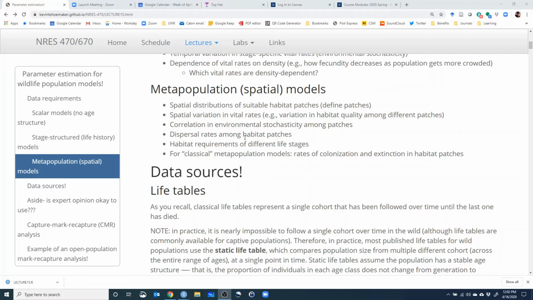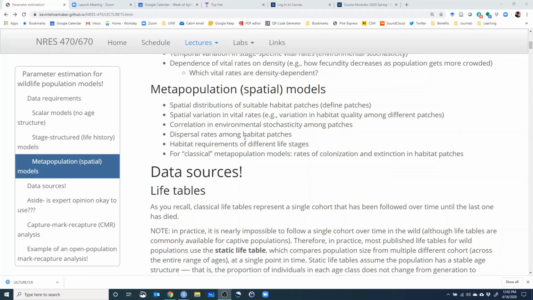We need to know correlation in environmental stochasticity. If patches are really close together, is a good year in one patch also going to be a good year in another patch? Or are they not correlated? So that can be really important in modeling metapopulations in a spatially explicit way. And we need to know dispersal rates among patches, of course. We need to know what percentage of individuals from one patch disperse to all of its neighboring patches.